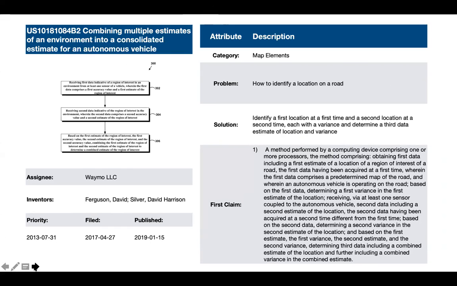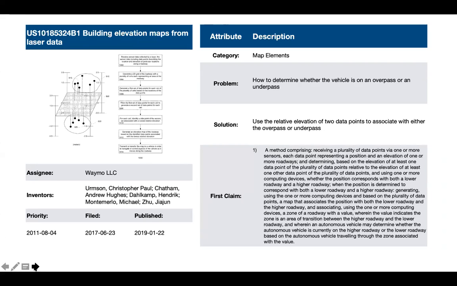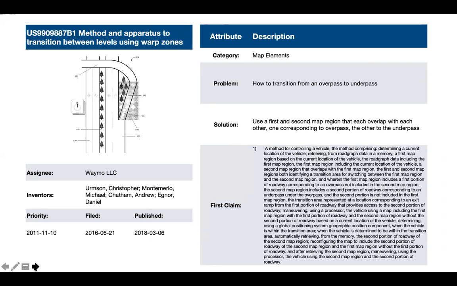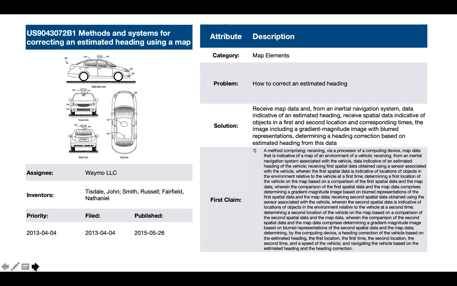So kind of looking at these images, here's the use of prior maps for estimation of lane boundaries. Some of these images are helpful and some are not. Here's the laser data for telling if I'm on the underpass versus the overpass. Here's the underpass versus overpass using warp zones. So that sounds interesting. Just using that term sounds interesting automatically.